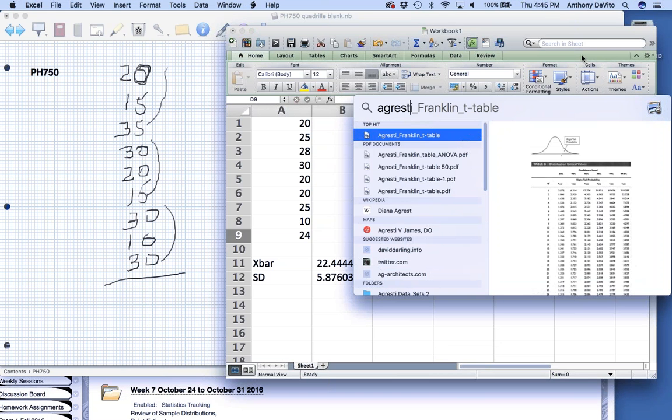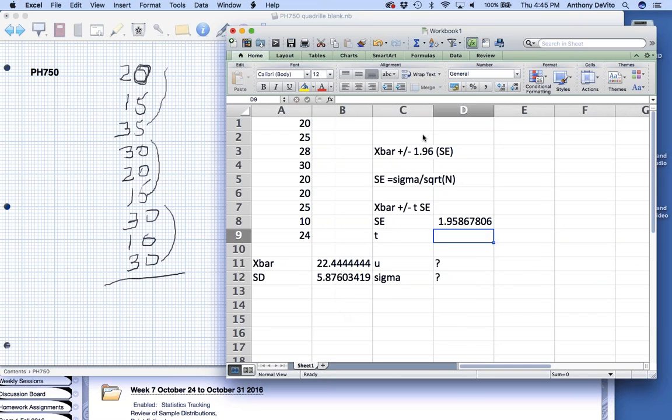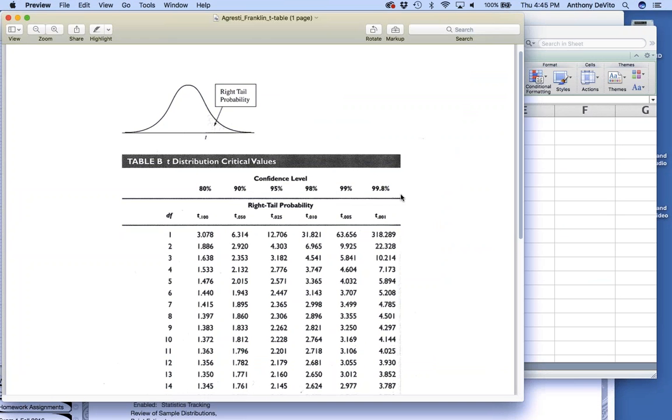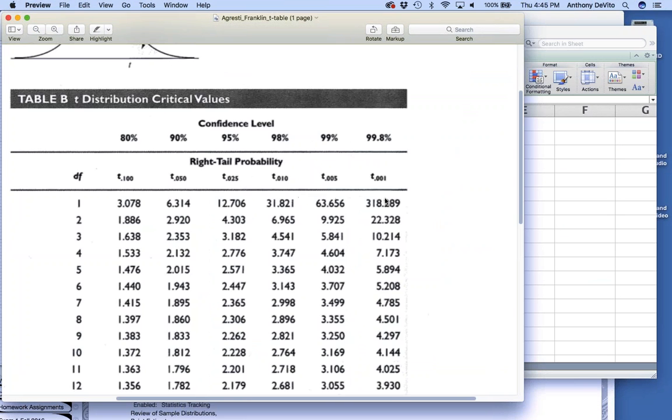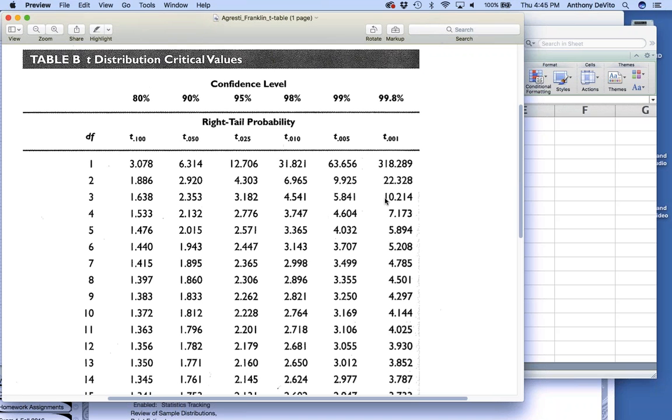These are from another textbook that we use often called Agresti and Franklin. Okay, so here's my t-table. Blow it up a little bit. Okay, so here's my 95% confidence interval. Notice underneath it says right tail probability 2.5%, 0.025.